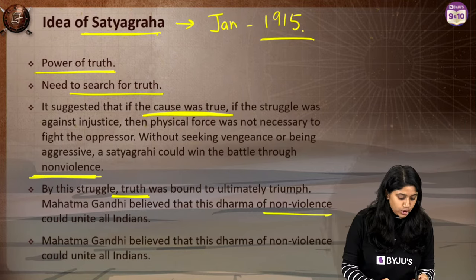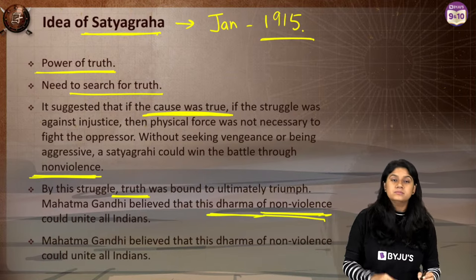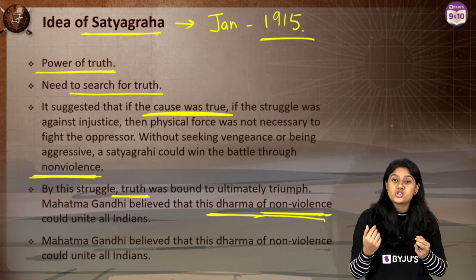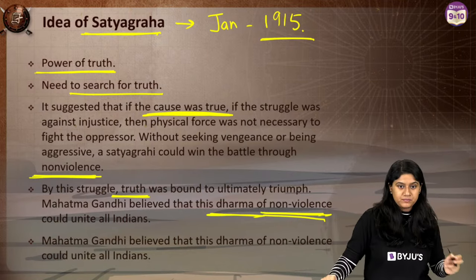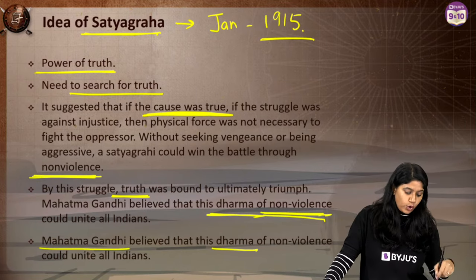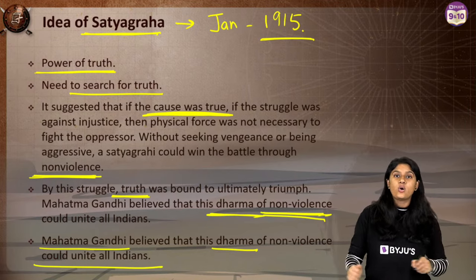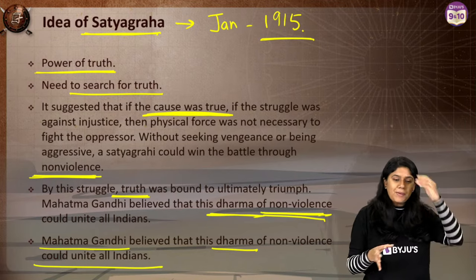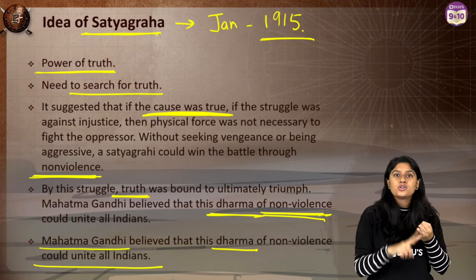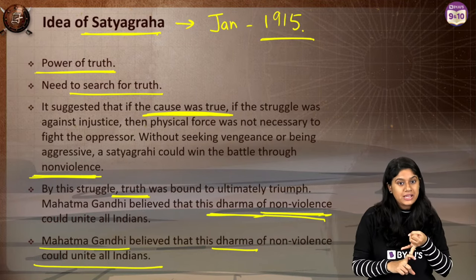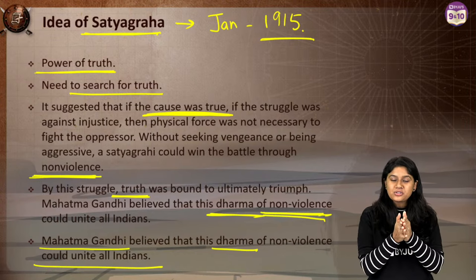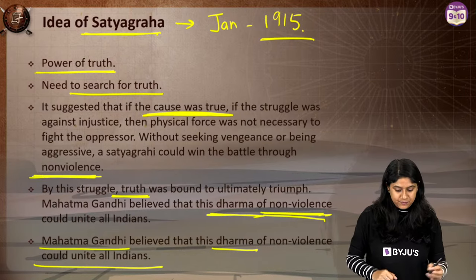And along with that, we have non-violence. It is our dharma, according to Mahatma Gandhiji, to follow the non-violence path. Clear? Mahatma Gandhiji believed that this dharma of non-violence will unite all the Indians. So the idea of Satyagraha was to follow the truth, to look for the reality, seek the truth, and of course follow non-violence.